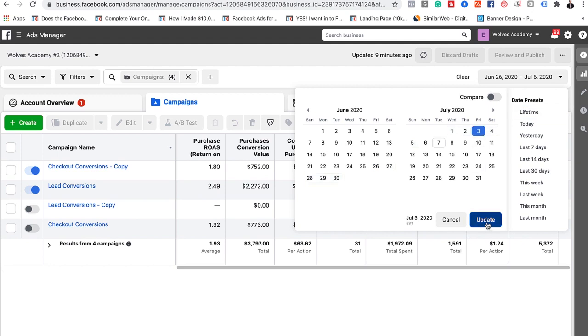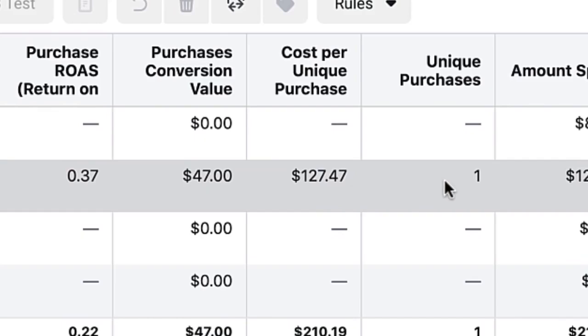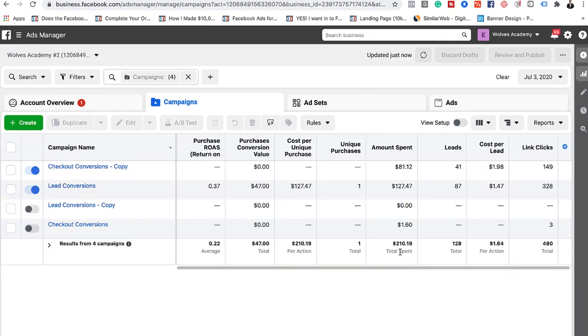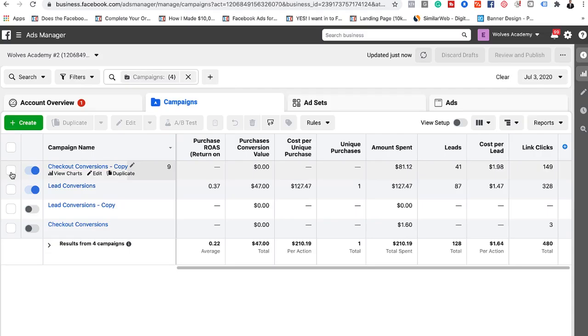So Friday was an unprofitable day. And if you guys look here, our cost per purchase, we only got one purchase and it was $127. So for that day we spent $210 and only got a $147 purchase. So we lost a lot of money that day.